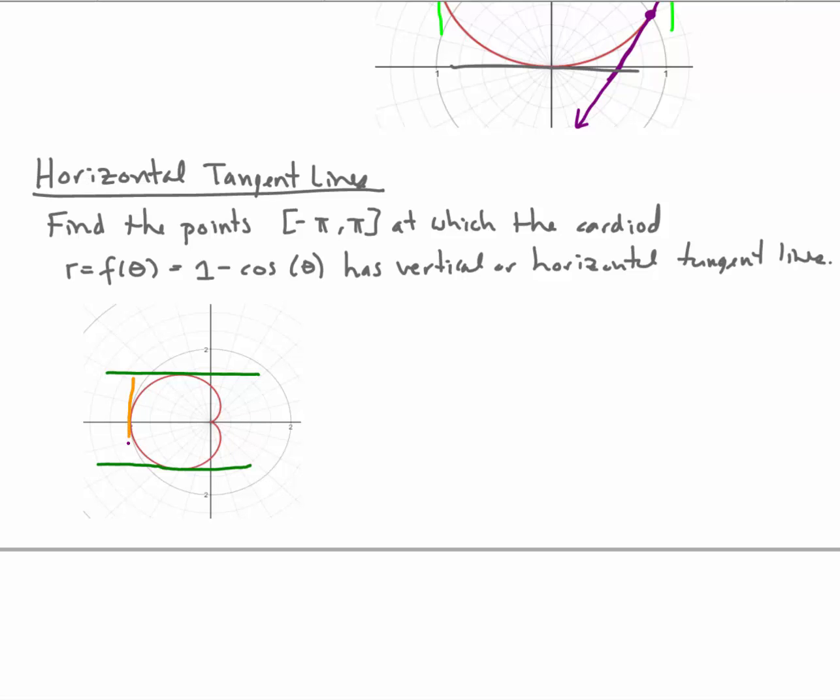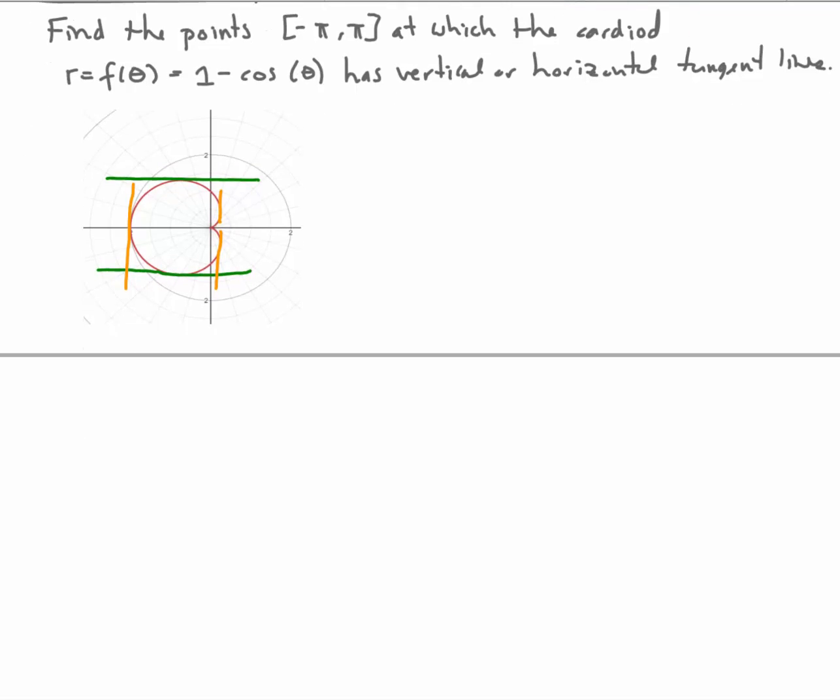And then, of course, vertical tangent lines is where my slope is undefined. It looks like it appears here and here. And again, something's going on here at the pole or the origin as well. We'll have to check that out. Let's go ahead and start with horizontal tangent lines. So first of all, we need to find the derivative. So we want to go ahead and find dy/dx.